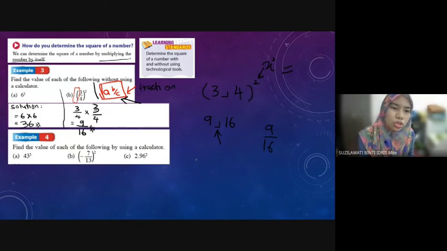Kalau ada 3 kali, contoh 3, 9, kemudian 16. Okay, ini maksud dia, the meaning of this is 3, 9 over 16. Mixed number. Do you understand?